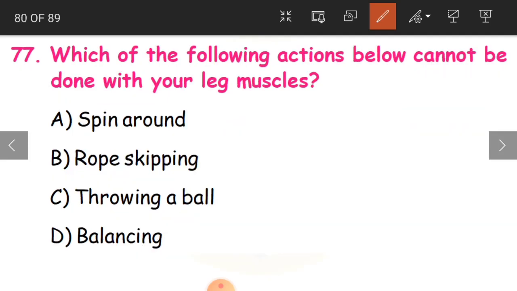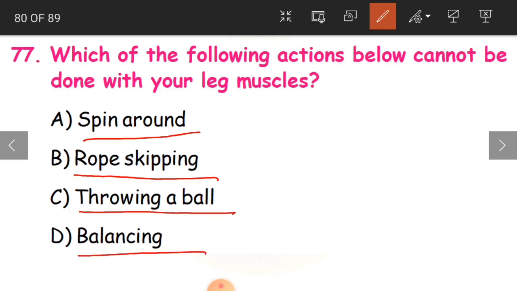Okay, children. Now, 77th question. Which of the following actions below cannot be done with your leg muscles? With our leg muscles, which of the following actions can we not do? Spin around, rope skipping, throwing a ball, balancing. So what is the answer, children?